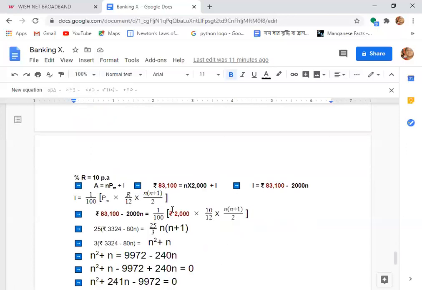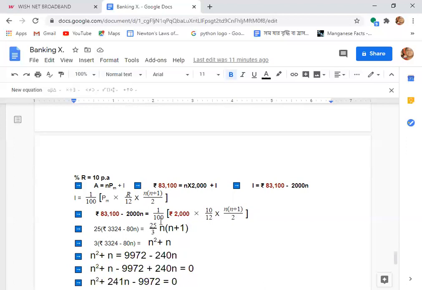So now if you cancel it, on the right hand side what do you get? 100 and 2000, two zeros will be cancelled, so it will be 20 into 10 by 12 into 2. So if you cancel with 4, 4 3s are 12 and 4 5s are 20. 2 5s are 10. So that means in the numerator, other than the variable n, there will be 5 into 5, that is 25, and in the denominator there is only 3.